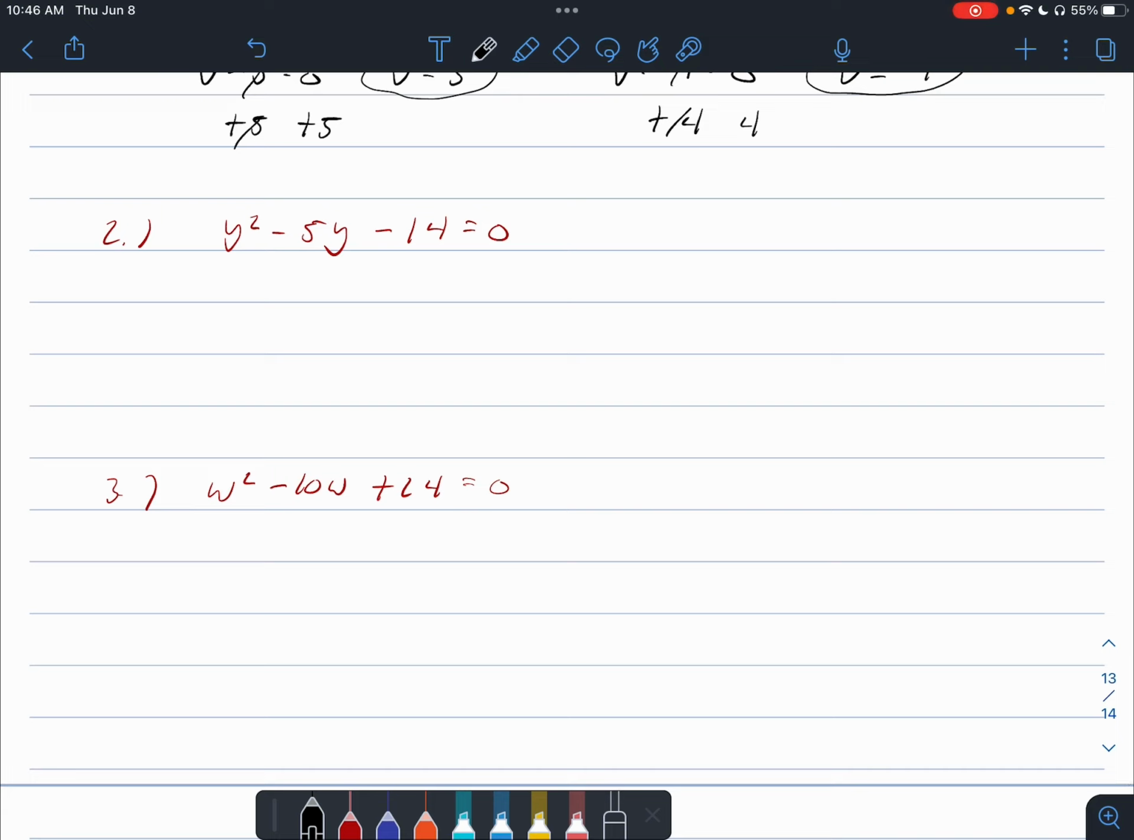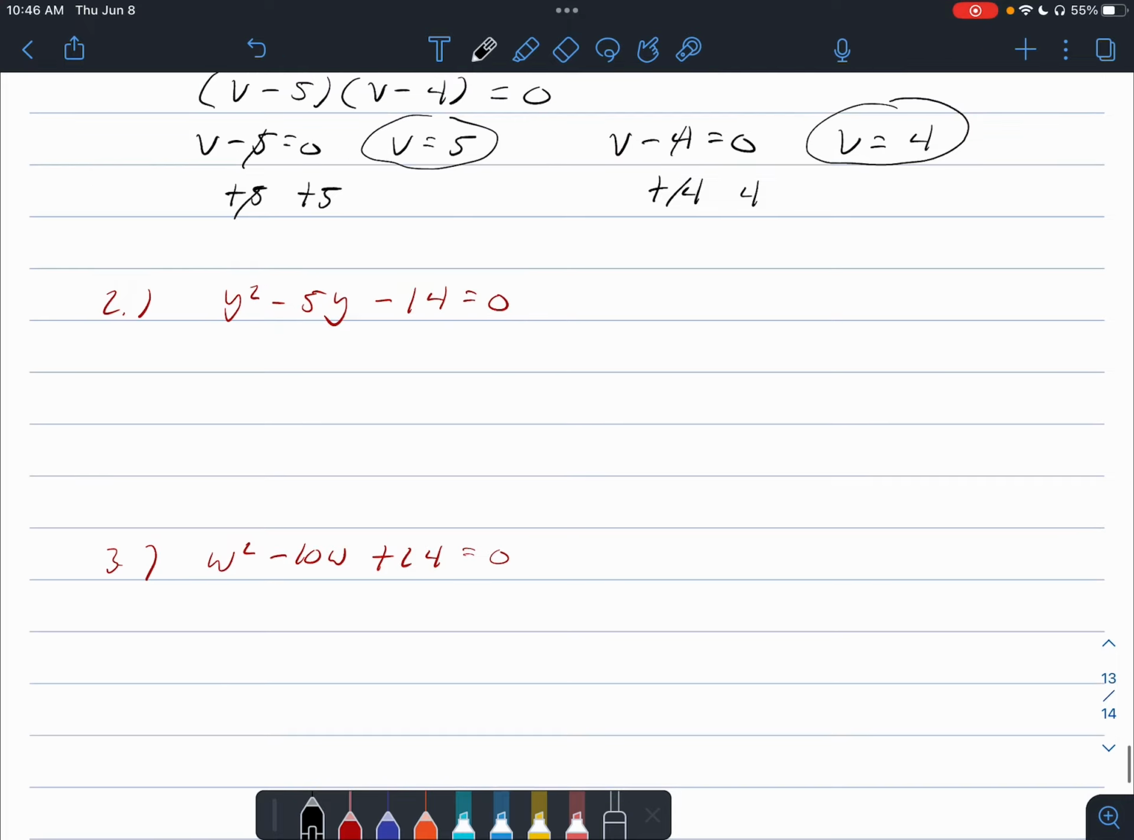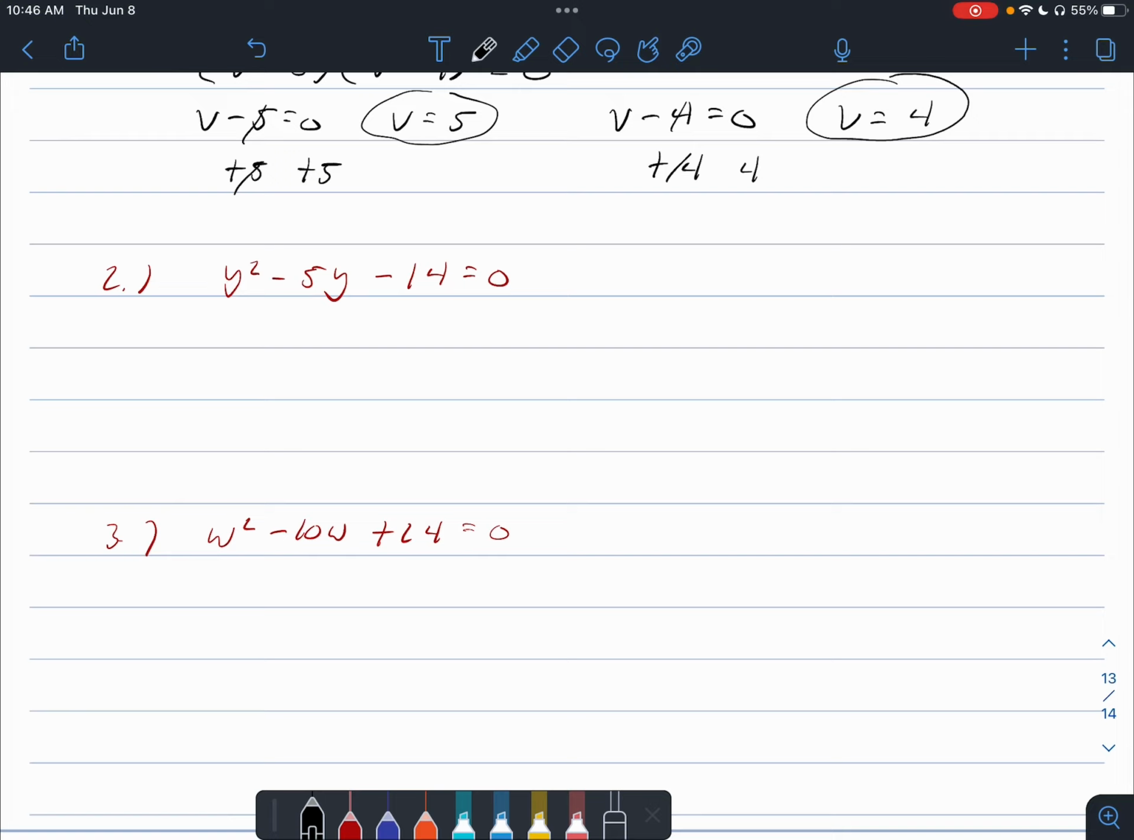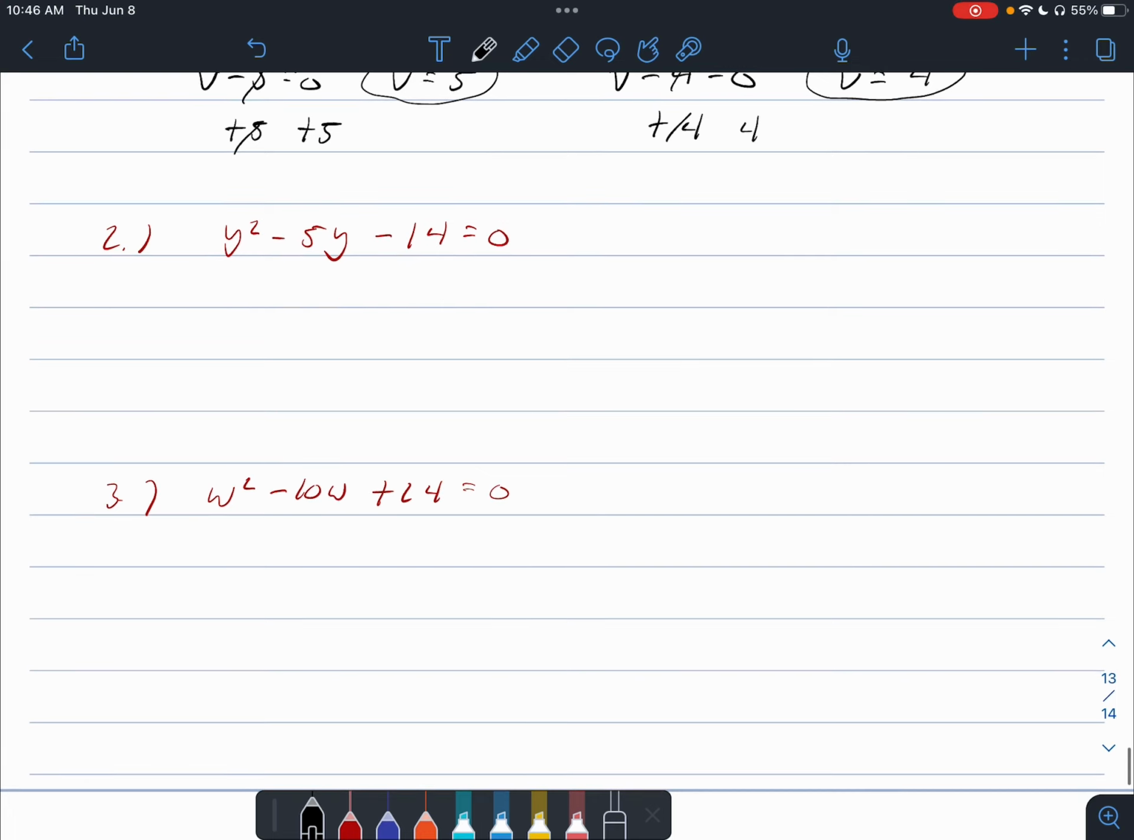Let's take a look at this one. We have y squared minus 5y minus 14. So here we want to find, if we can, two numbers that multiply together to give us negative 14 and add together to give us negative 5. All right, so start by factoring everything here. If we factor negative 14, we would get 1, 2, 7, and 14, plus or minus in all of those. So we want to find two numbers that add together to give us negative 5 and multiply together to give us negative 14.